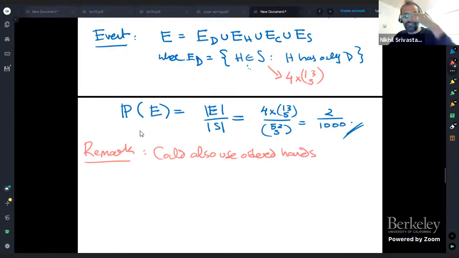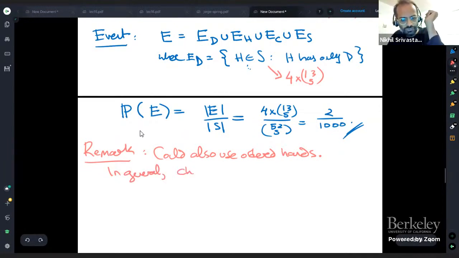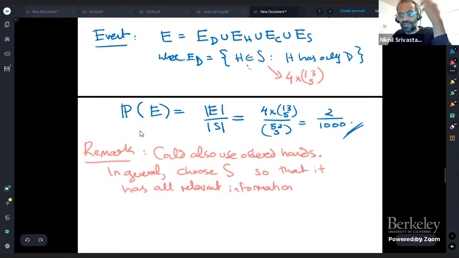And sometimes it's easier to add structure to the sample space, actually. In this case, it wasn't. So there is an art to choosing the sample space. You want to choose it in a way that you can do the counting easily. So in general, you want to choose S so that it has the relevant information for the event you're interested in, right?